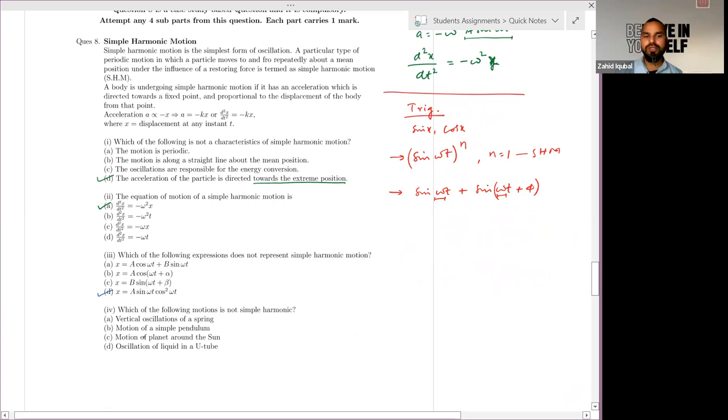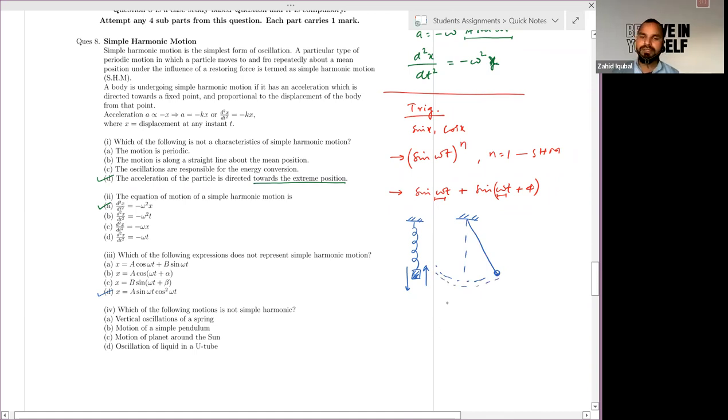Question number 4, which of the following motions is not simple harmonic motion? Vertical motion of spring: suppose you have a spring mass system oscillating up and down in a non-viscous medium. Let's say the viscous force of air is neglected, so it will perform SHM. Second, motion of simple pendulum, it will be SHM.